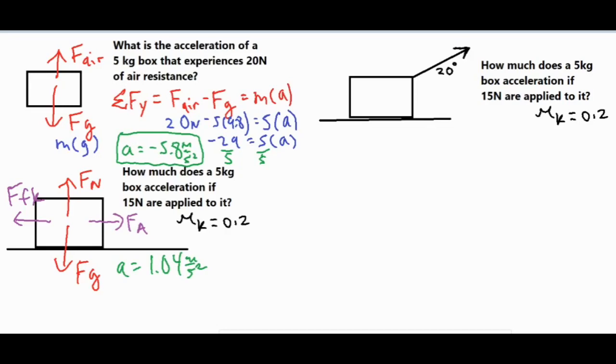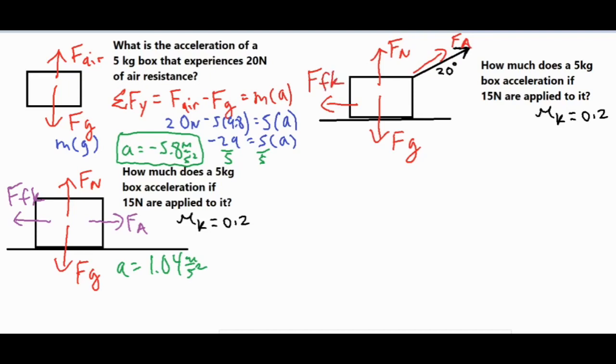All right, now for this one, we have a few different forces. We still have our FG, we still have our normal force from the ground supporting it. And then we now have some force being applied upwards on an angle. And we still have some kinetic friction opposing the slide, so going back this way.